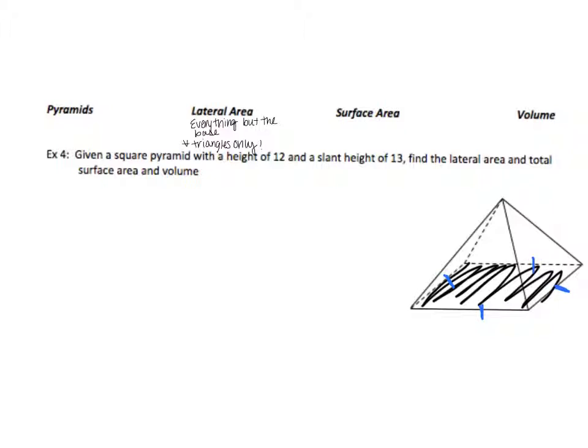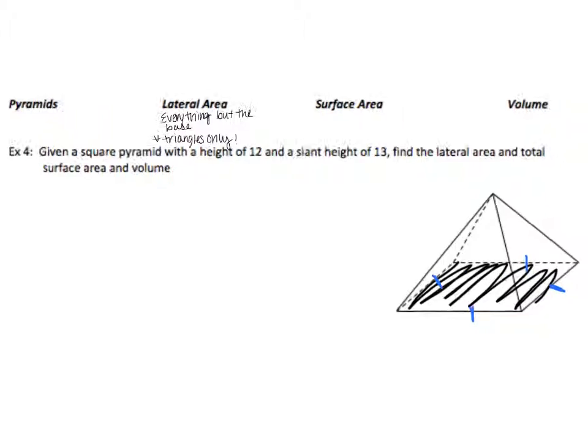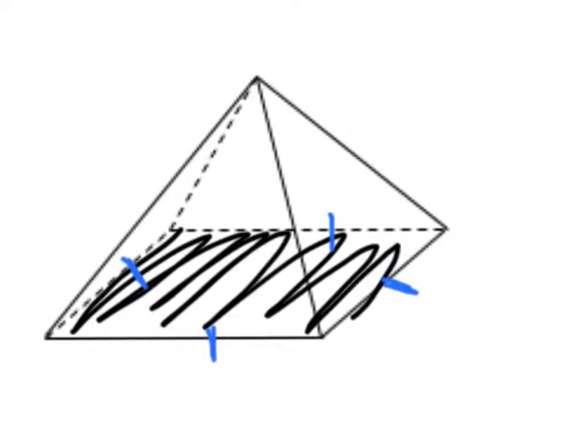The height is 12 and the slant height is 13. If the height's 12, that means it's the inside height. So let's draw the inside height here. It's always going to go to the middle of the base and it's always going to make a right angle. And now I'm going to draw the slant height in. That's going to be perpendicular, and that's again going to cut the sides in half. So this is 13 and this is 12.